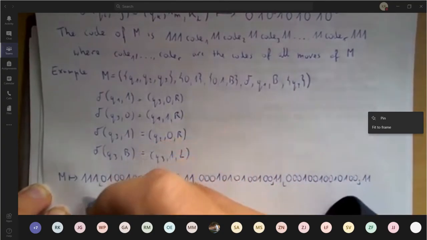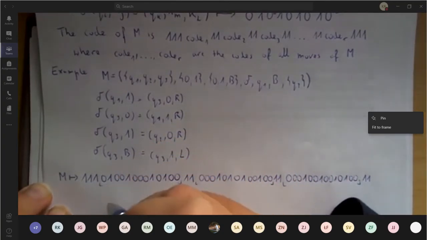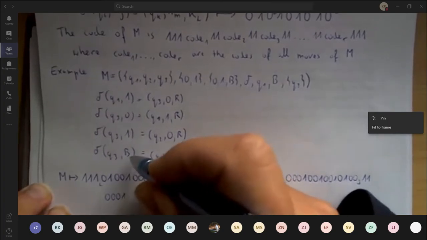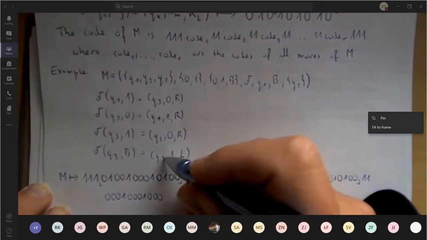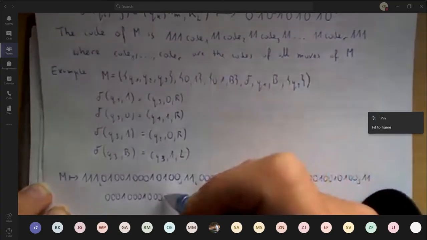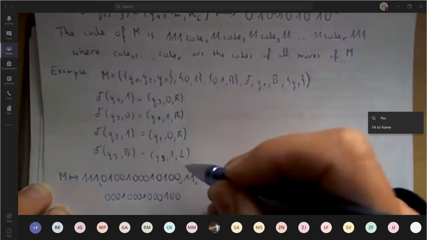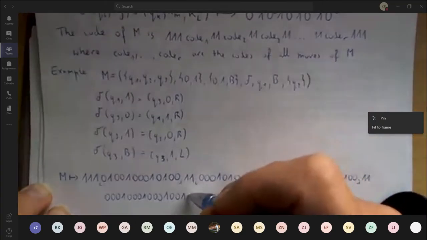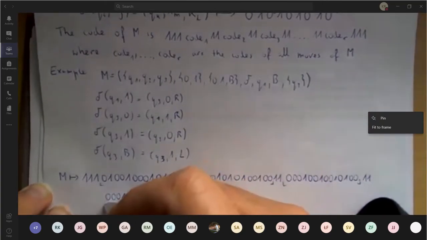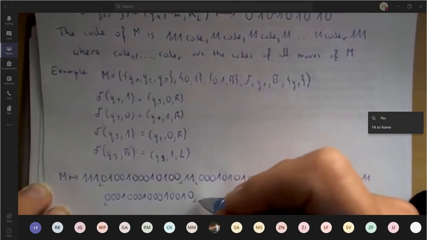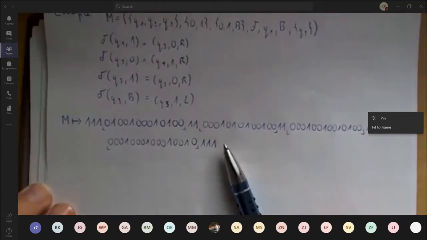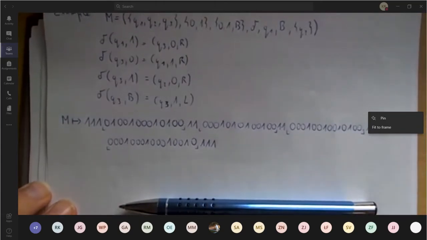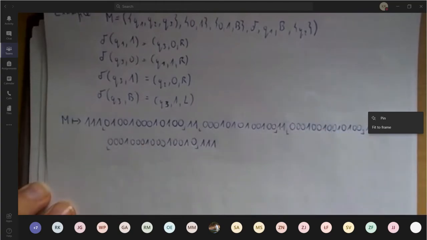And maybe I will write the last move here. 0 0 0 1. B is x3, so 3 zeros. 0 0 0, because we have Q3 here. 1 is x2, so 0 0. And L is k1, so 0. So this is the end of the fourth move. And we finish with 3 ones. Okay. So this is the whole code of our M. This is from the example.